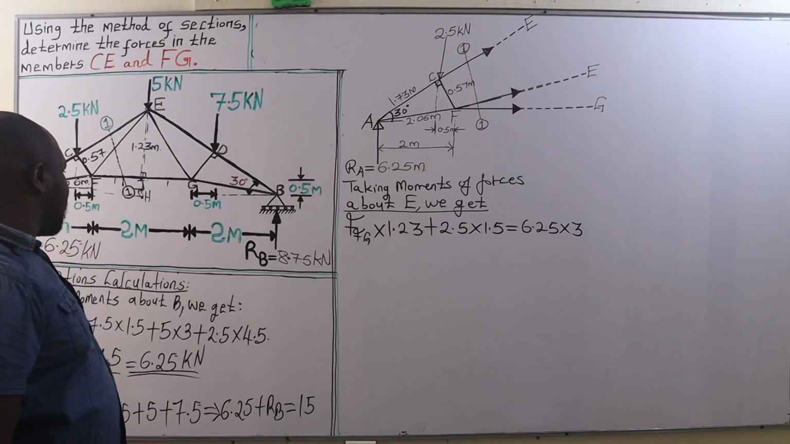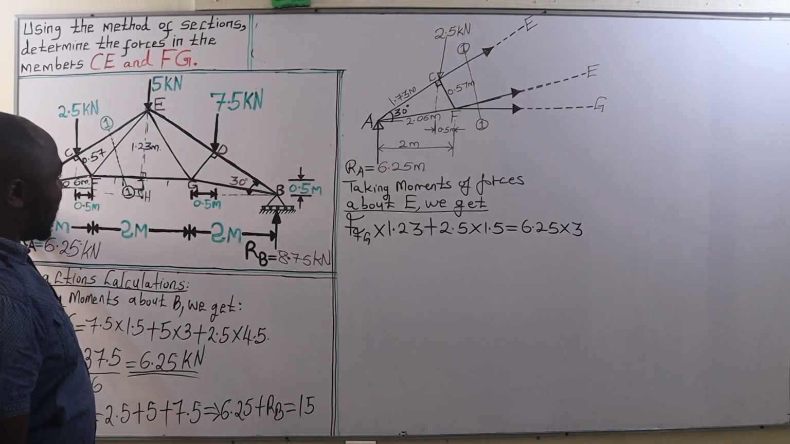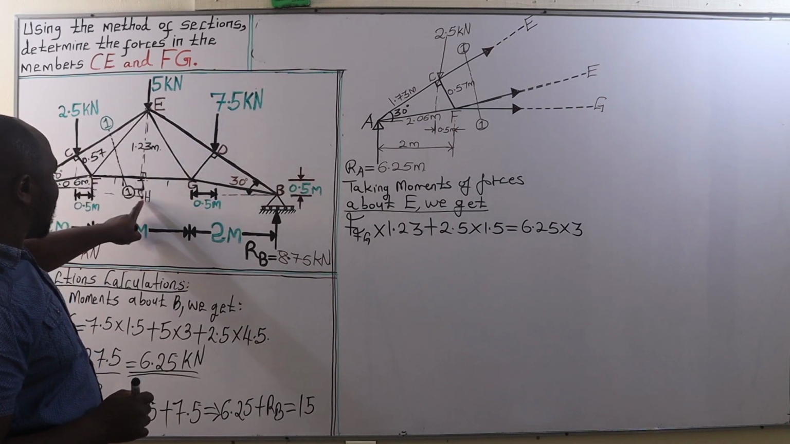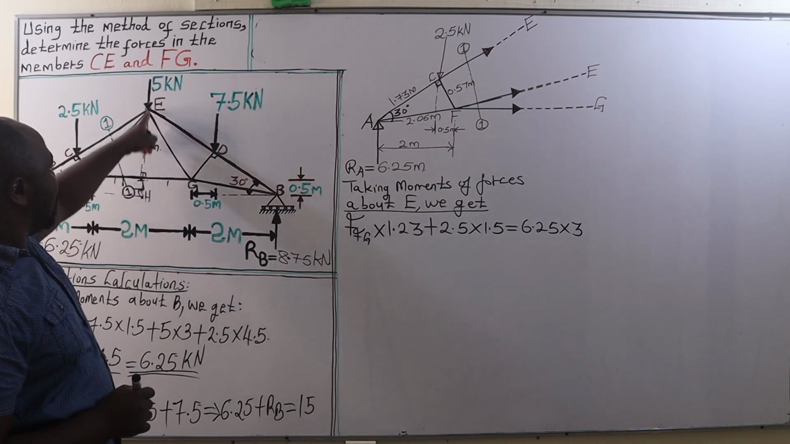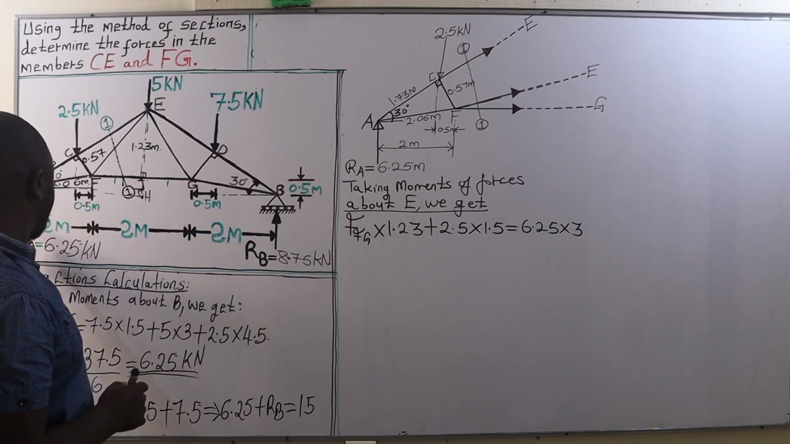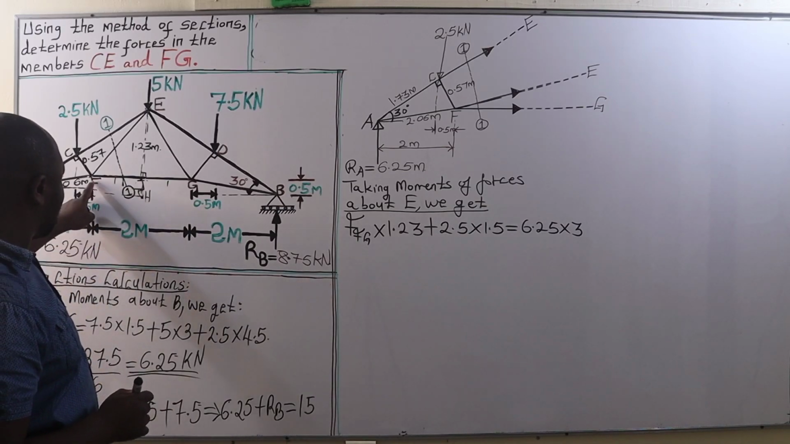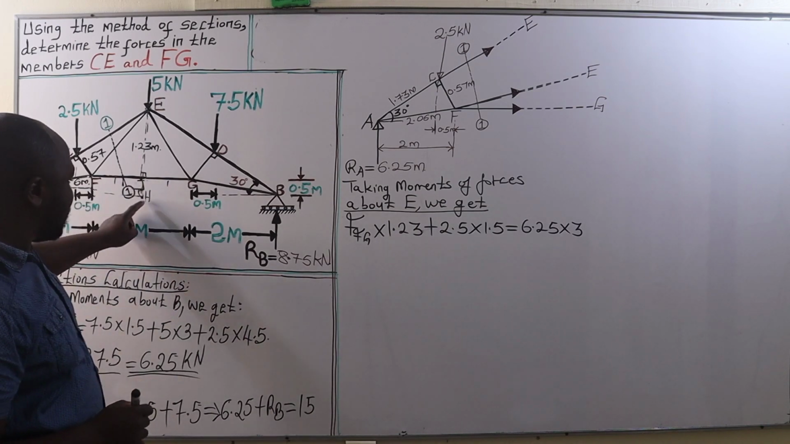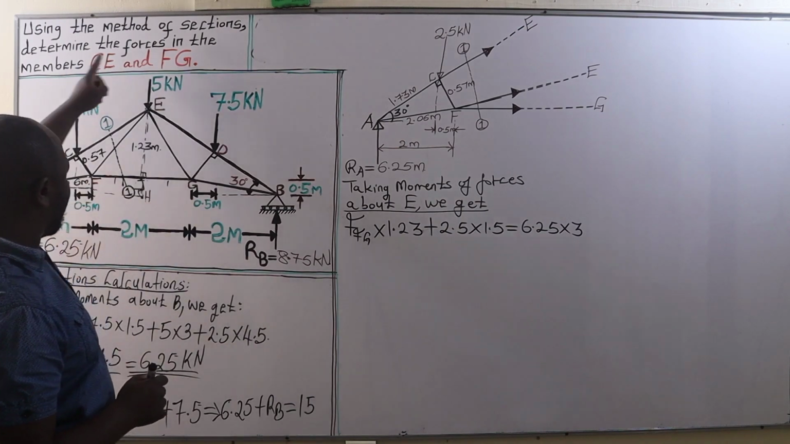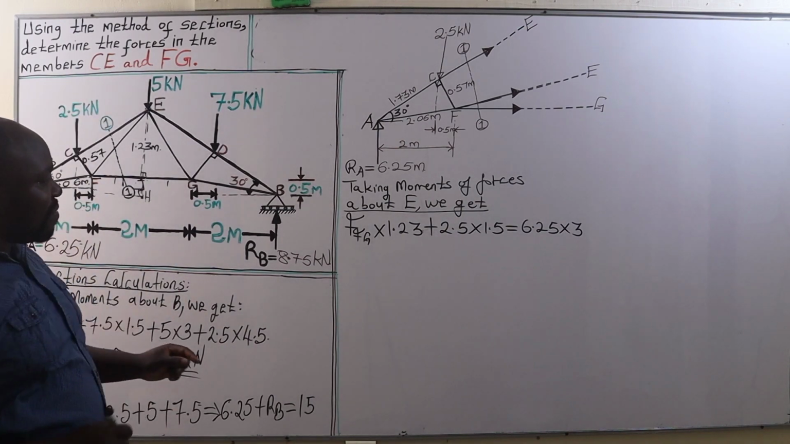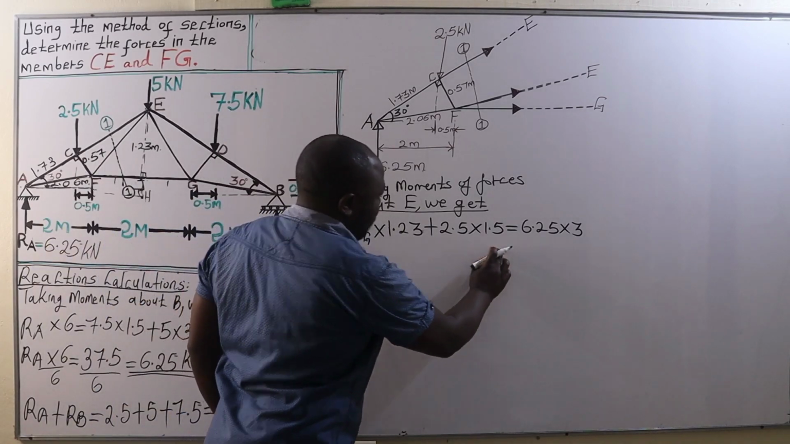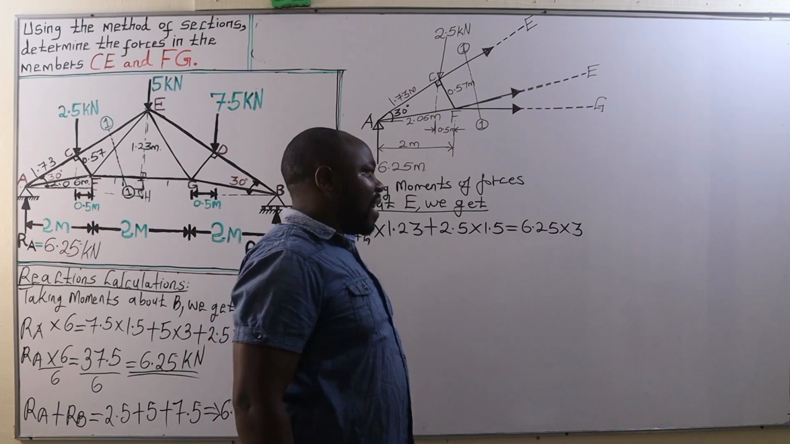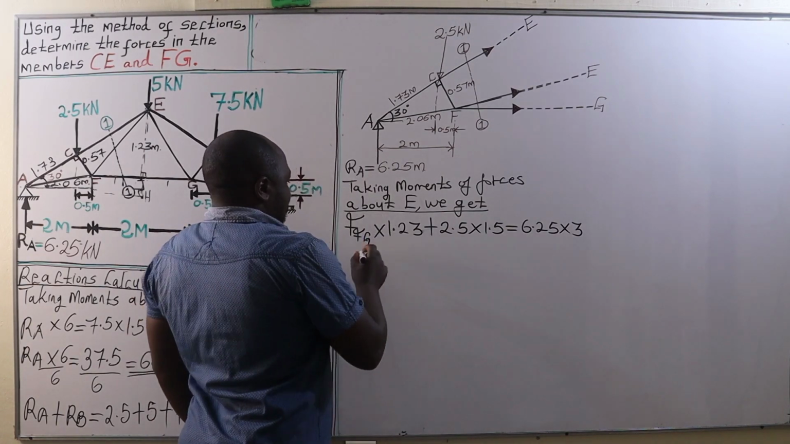That the sum of those two loads will be equal to 6.25 kilonewtons, which is the reaction at A, times the distance from A all the way to the point of action of the 5 kilonewtons load at E, which in this case is this point at H, which is 2 plus the distance from F to J, which is 1 meters. Therefore, 6.25 times 3. This is a clockwise moment. Therefore, these two are anti-clockwise moments, which are equal to this clockwise moment.